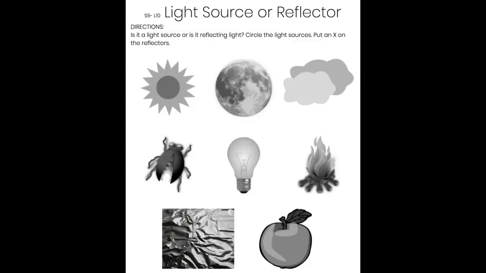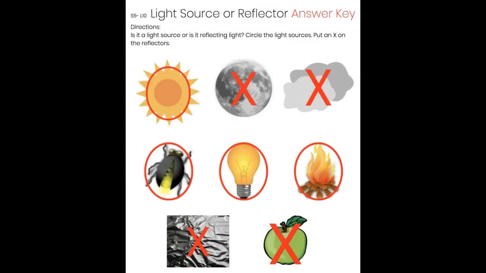On the student journal page, students will circle the objects that are light sources and put an X through objects that are reflectors. When students are finished, go over the answers. As students make claims about an object being either a light source or a reflector, have them provide evidence for their claim. Use the answer key in the teacher pages to help guide your conversation.